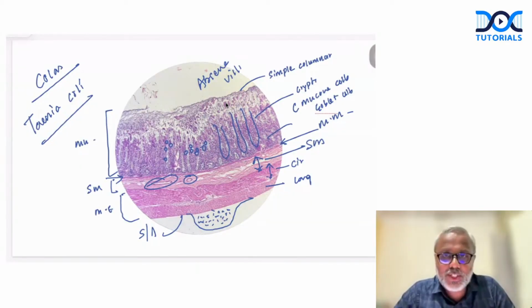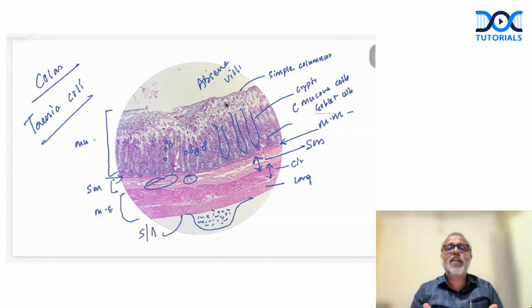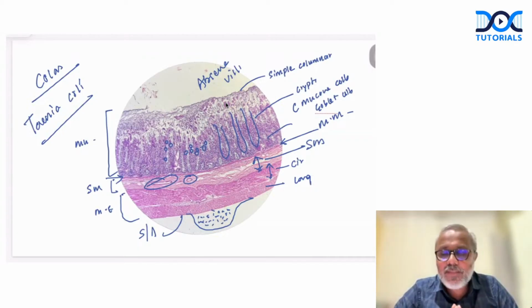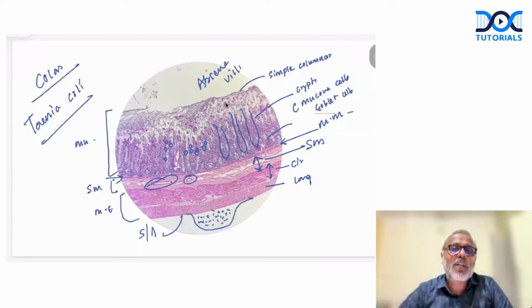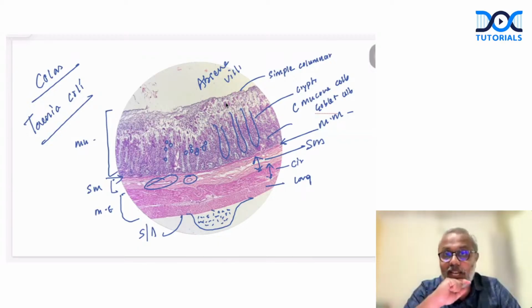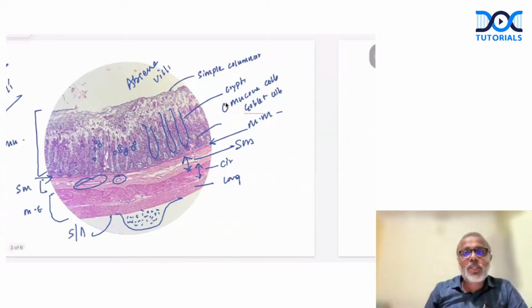There is no adventitia. Why? Because these are the surfaces of the colon which are covered with peritoneum. Are we clear? This is how we identify the slide of colon. Now comes the question, how do you differentiate this from the slide of small intestine? So let's take a look at this.